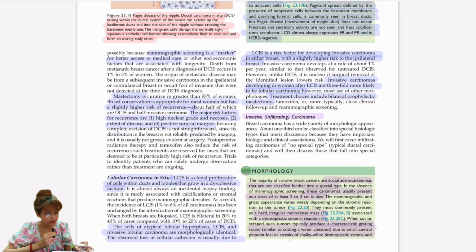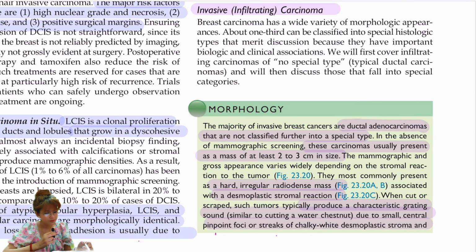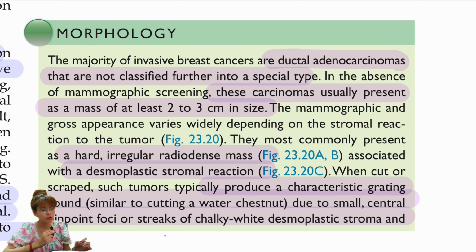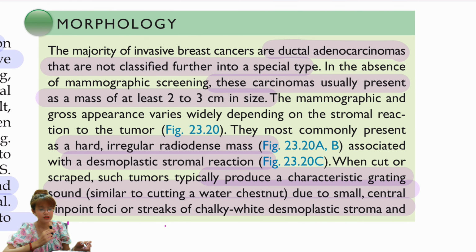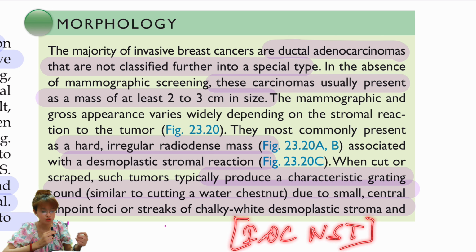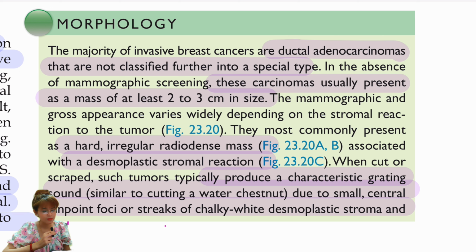Now if you talk about infiltrating carcinoma, it is basically known as ductal carcinoma, no special type, okay? So the diagnosis that we usually write is invasive ductal carcinoma, no special type. They mainly present as a hard, irregular, radiodense mass. They have a desmoplastic stromal reaction. They produce a characteristic grating sound similar to cutting a watered chestnut.